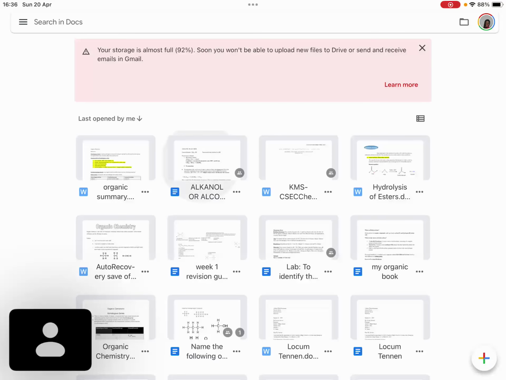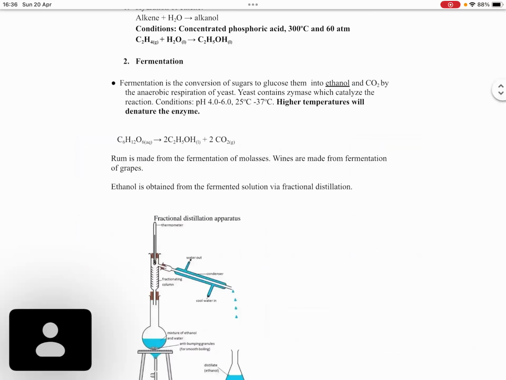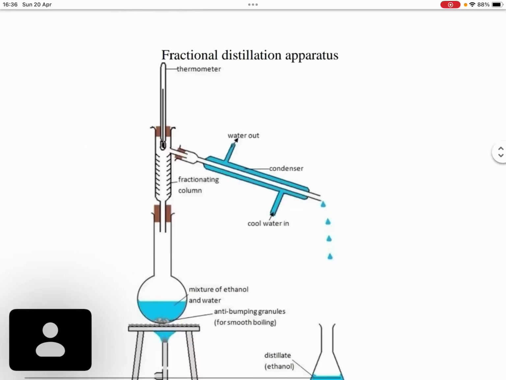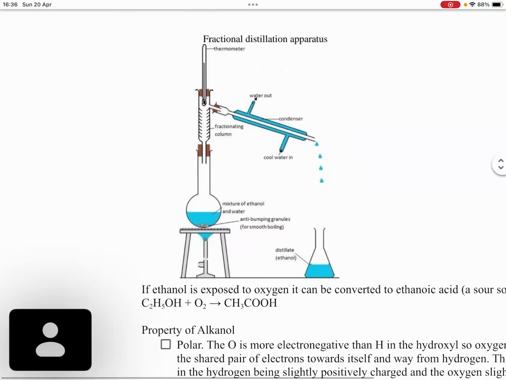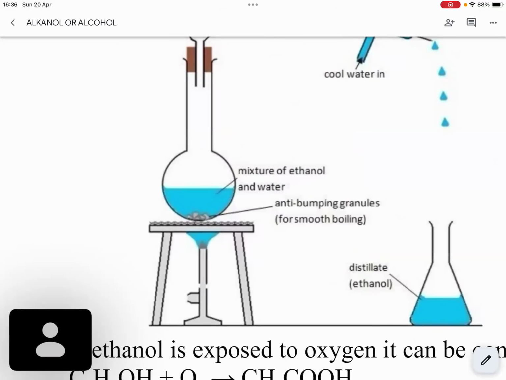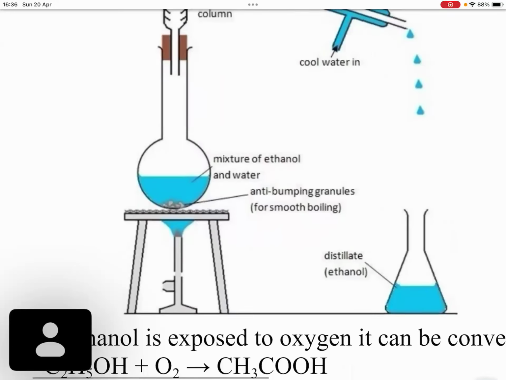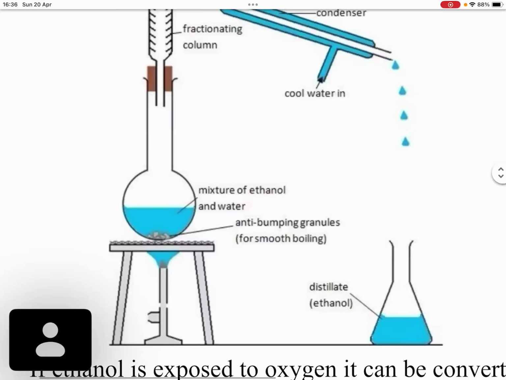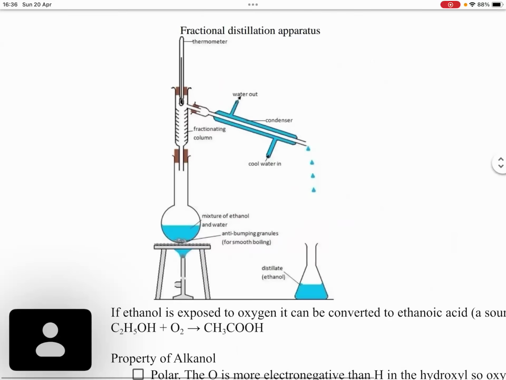So the fermented mixture can be separated using fractional distillation. You should be able to draw and label this diagram. It's really just a heat source. You can just draw a round bottom flask, put a heat source, and in there you have a mixture of ethanol and water, the fermented mixture.